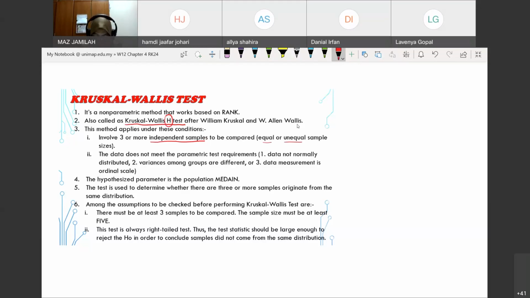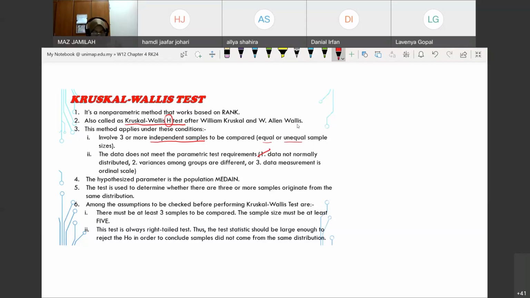Second, the data does not meet the parametric test requirements. The first is that the data are not normally distributed, meaning that all the three or four populations involved in your test are not normally distributed. Second, variances among groups are different. So in this case, you can have unequal variances, unlike ANOVA, where the variances must be equal before you can use ANOVA. If you have unequal variances, then you can use Kruskal-Wallis. And finally, the data measurement is on an ordinal scale, in order.